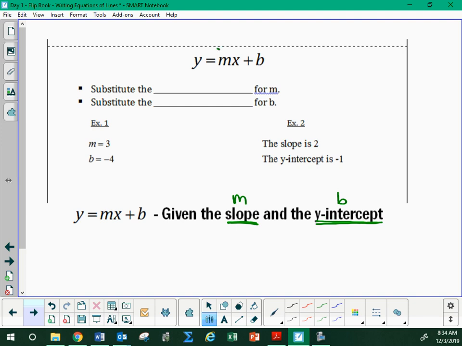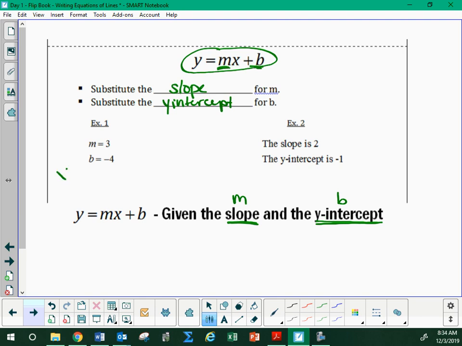Alright, so again, we're going back to our slope-intercept form. We substitute the slope for m, and then we substitute the y-intercept for b. That's what we have to do. So for our first example here, they gave it to us where they actually said m equals and b equals. Just in our second example, they say the words slope and y-intercept, so we need to know which one's which.